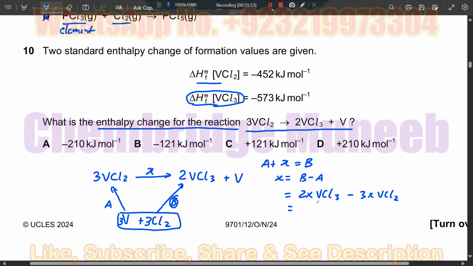So it should become 2 times the VCl3 value, minus 573, minus, for the whole equation, 3 times VCl2, and VCl2 is minus 452. Now if you calculate this value, you will get plus 210. Now plus 210 is the answer of this question.